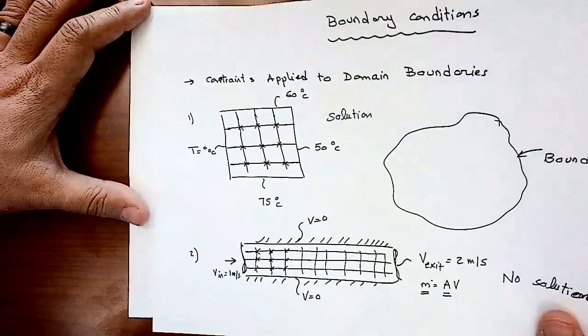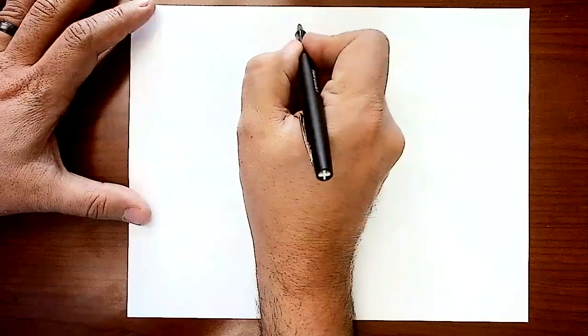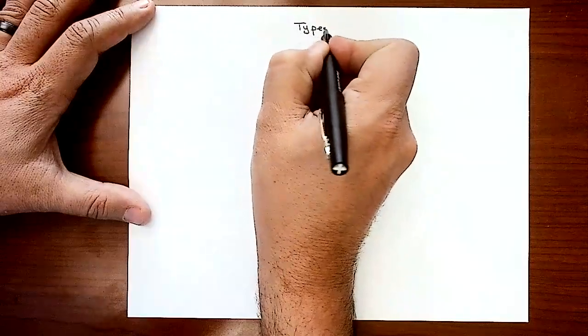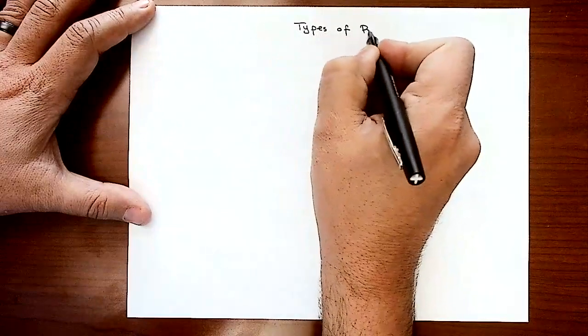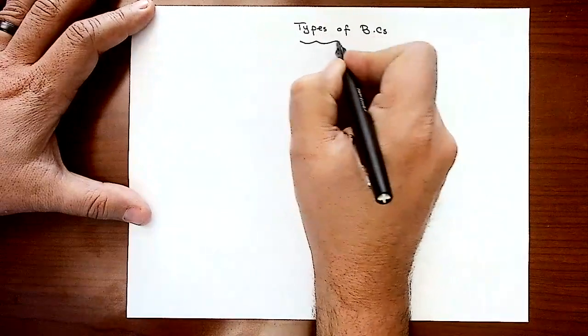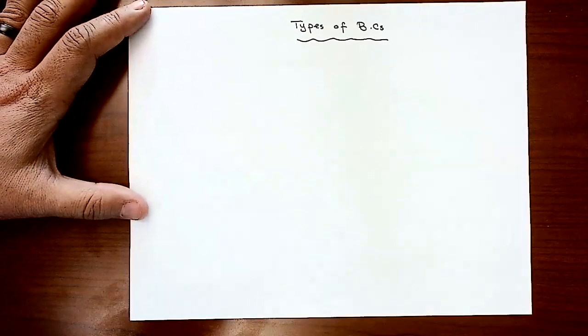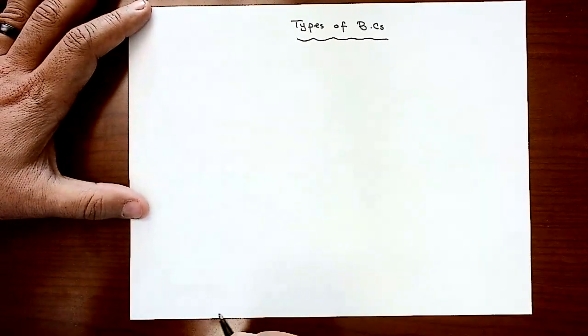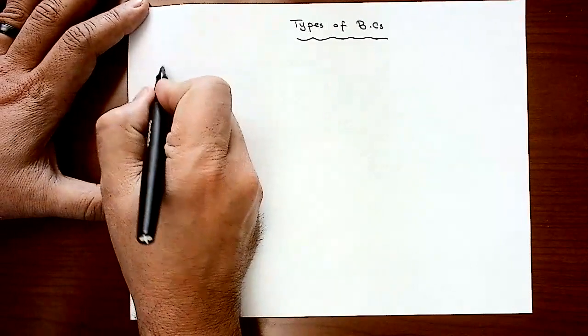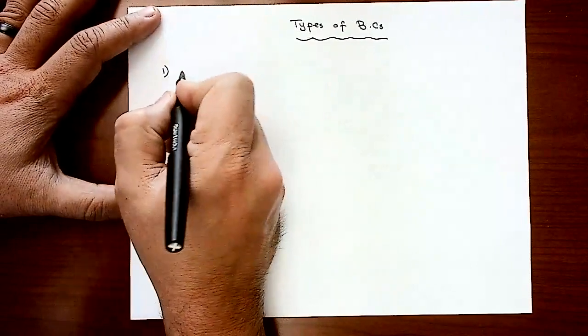So let's get to know the different types of boundary conditions. There are a few standard cases that we use all the time, or experience all the time in most problems. The first and the most famous one is the Dirichlet boundary condition.